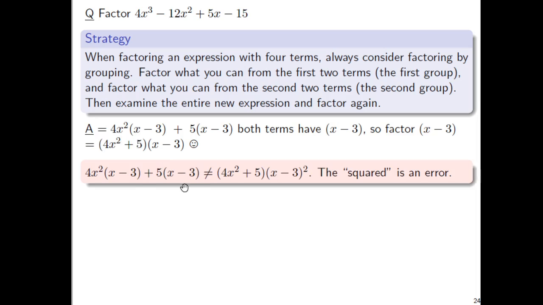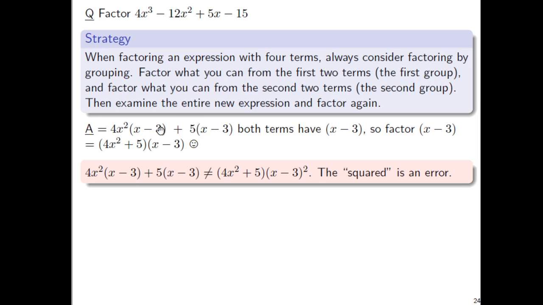This looks funky. People are very often tempted to take the first line of the answer and instead say that their factoring is 4x to the second plus 5 times x minus 3 quantity squared. The square that appears here is actually an error. I think people put the square here because they see x minus 3 here and x minus 3 there. But this is just not how factoring works.